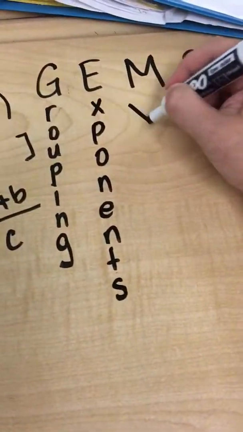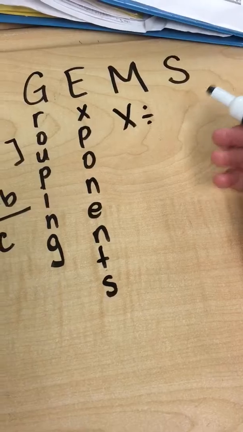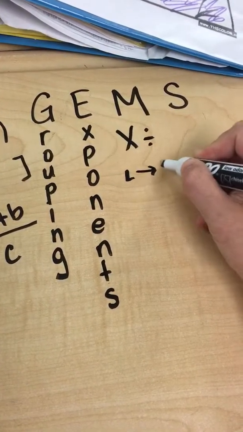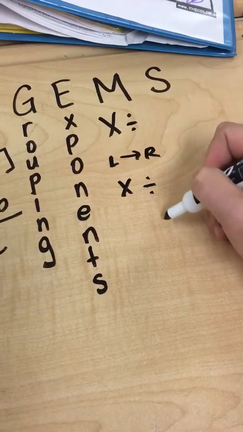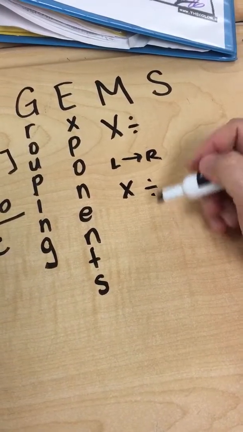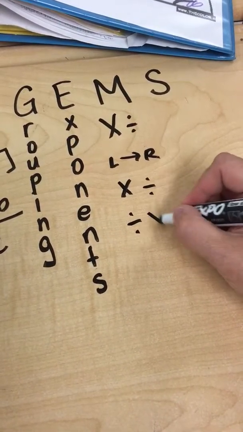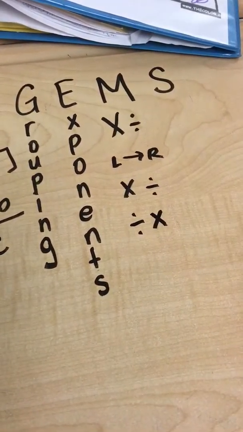Next would be the multiplication or division, and it doesn't matter which one you do first, as long as you're reading the problem from left to right. So if multiplication happens first and then division, then you're going to do the multiplication first. But if the division is seen before the multiplication, then you can do the division first.